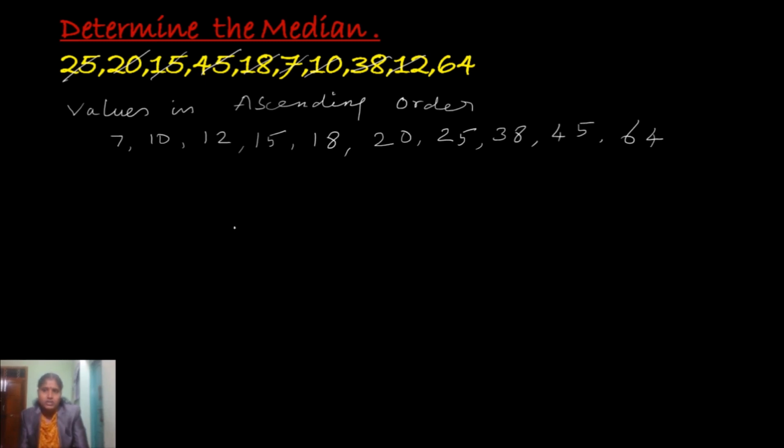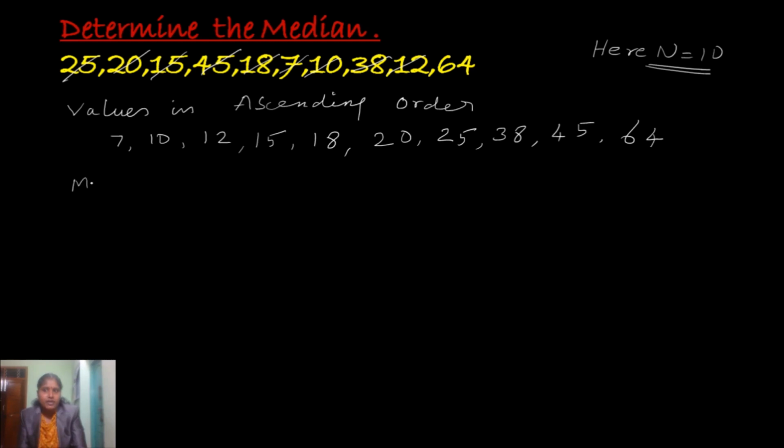Let's count how many items are given here. 1, 2, 3, 4, 5, 6, 7, 8, 9, 10. Here n is equal to 10. That is, 10 items are given.